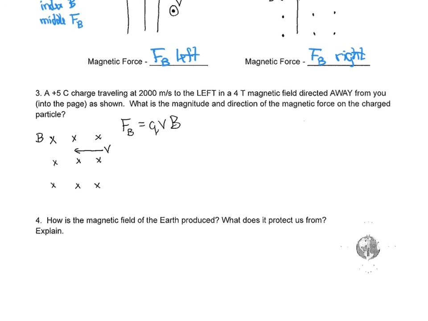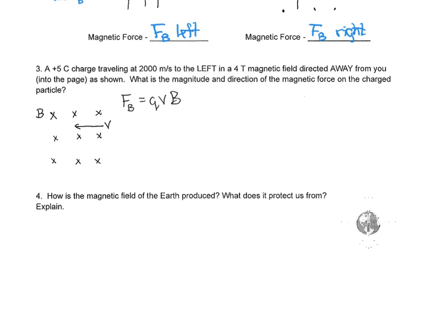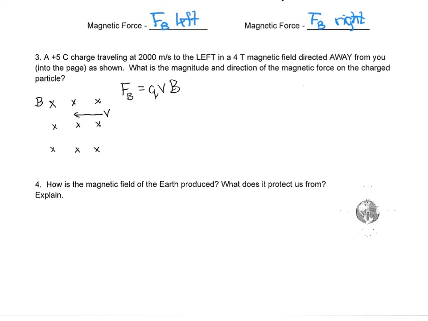So now we have a problem to calculate. Here we've got a 5 Coulomb charge. It's going 2,000 meters per second to the left in a 4 Tesla magnetic field directed away from us, right? That's how we see the little X there, it means away from us. So what's the magnitude and direction of the force?